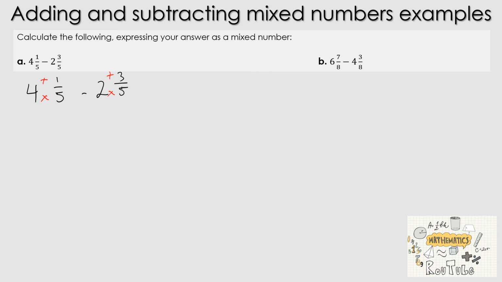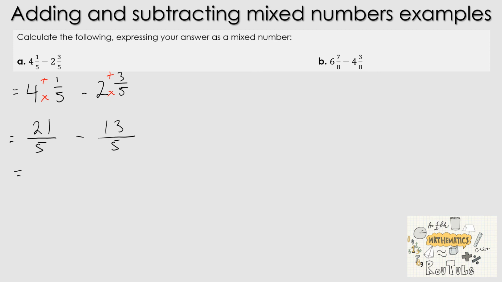So our new question becomes 4 times 5, which becomes 20, and then we add the numerator, which becomes 21, and then we keep the denominator the same. Now we do the same thing for the second fraction. We have 2 times 5, the whole number multiplied by the denominator, which gives us 10, and then we add the numerator, which gives us 13. So then we have 13 over 5.